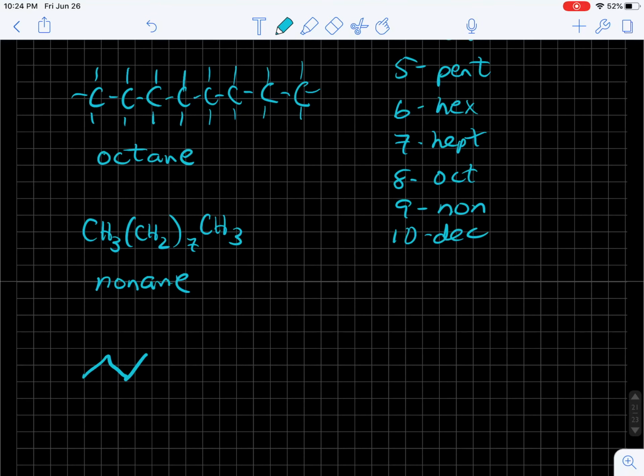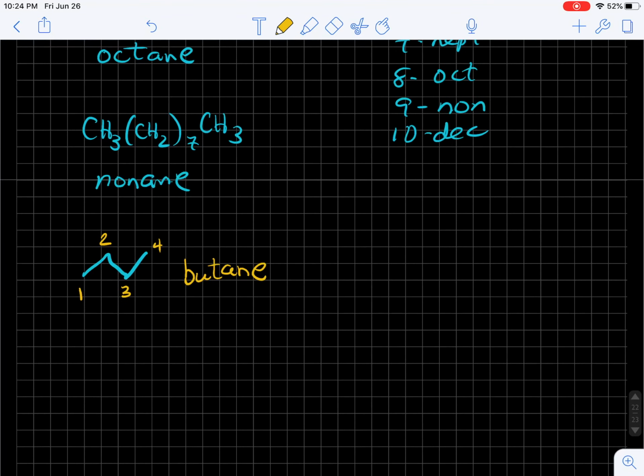What if they did this? All right, well, that's our bond line structure. That means we know there's a carbon here, a carbon here, a carbon here, a carbon here, 4. So we would call this butane.